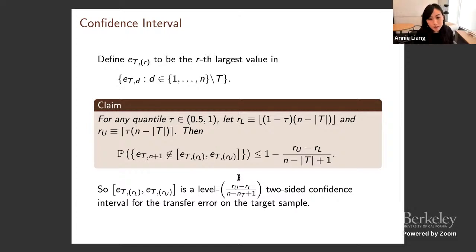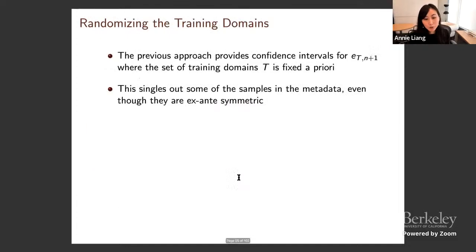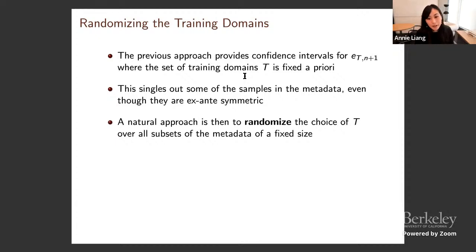Okay, great. So hopefully that gives some underlying intuition for how this IID assumption is going to be very useful. However, this previous approach makes a sort of weird choice, which is that we single out a set of training domains T to use for training a priori. For example, I chose American and Bulgarian in the example that we were looking at. But ex ante, all of these samples in the metadata are symmetric. So there's really no reason to use the American and Bulgarian data for training compared to, say, the American and Chinese data sets. So a very natural approach then is to randomize the choice of samples that we use for training. Okay, that's exactly what we're going to do.